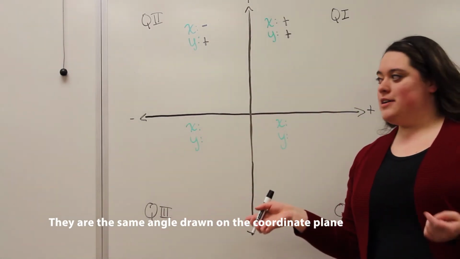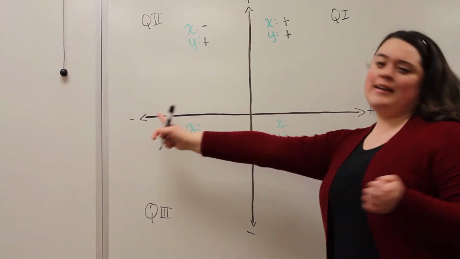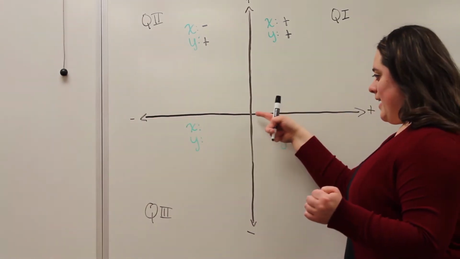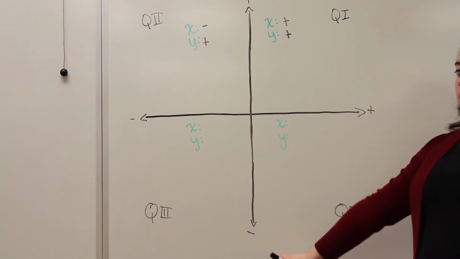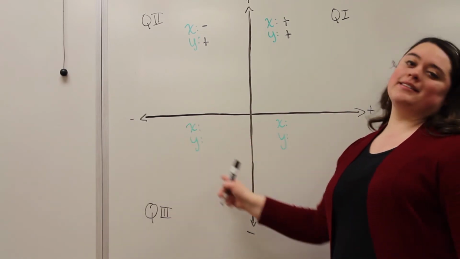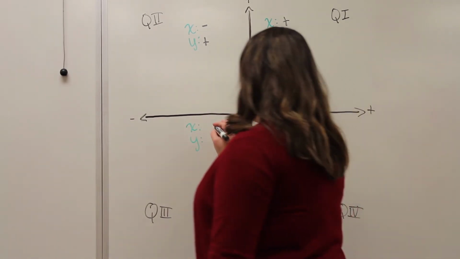Now let's take a look at quadrant 3. We're using the negative part of the x-axis, and we're also using the negative part of the y-axis. So both x and y are going to be negative.